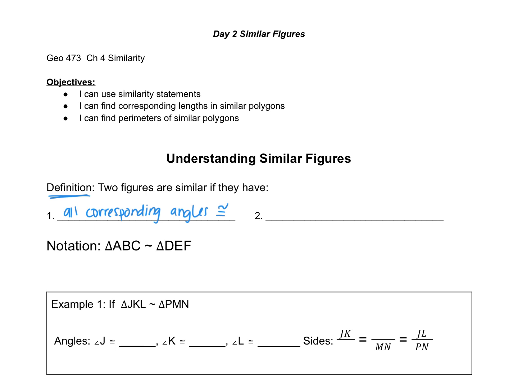And all corresponding sides are proportional. What I mean when I say proportional is they have the same ratio. So if we were to make a ratio for all of the sides, we would end up with the same ratio. This is the notation. That symbol means similarity.